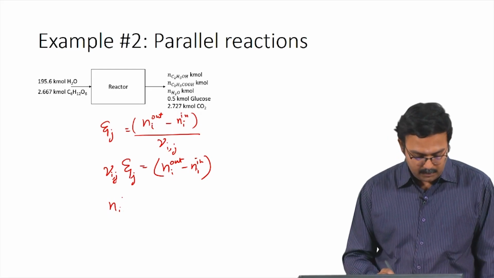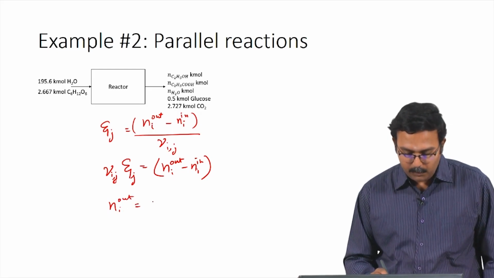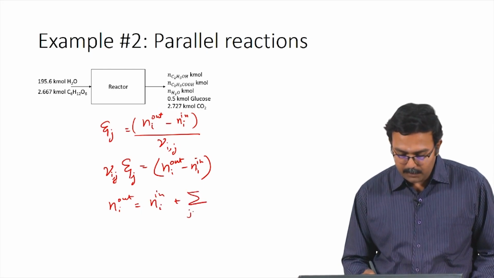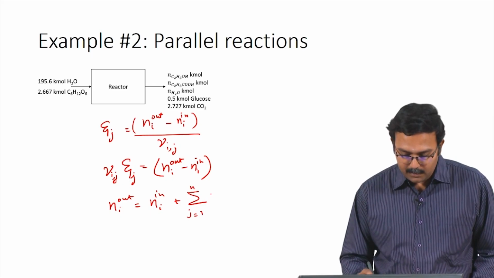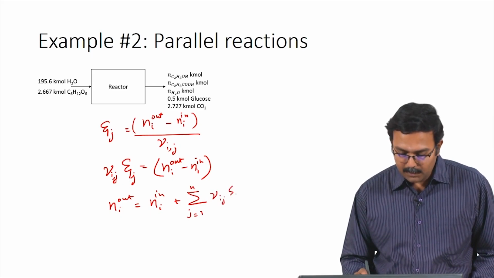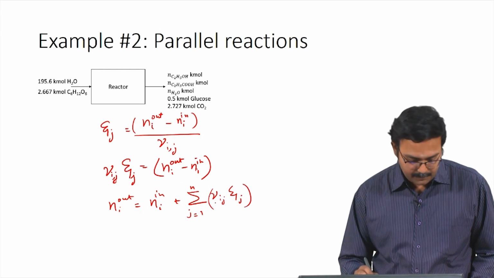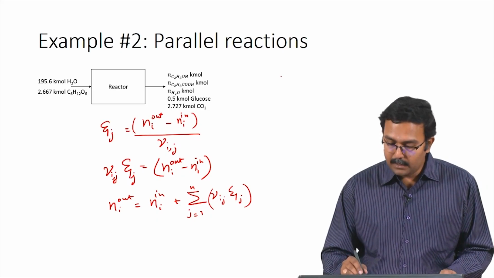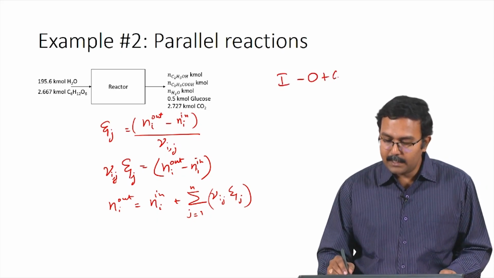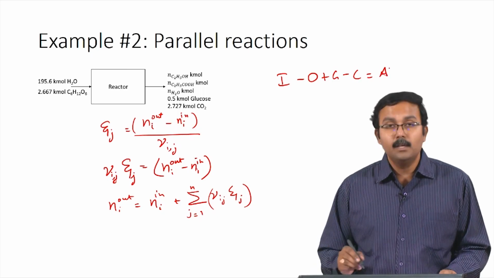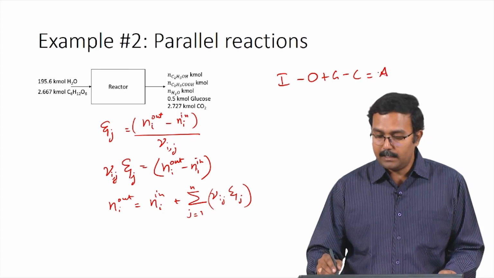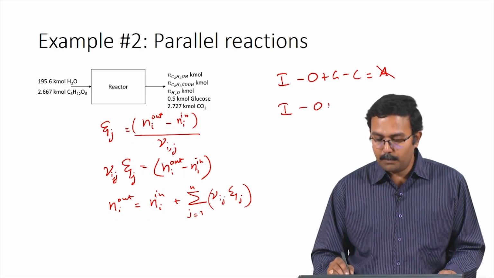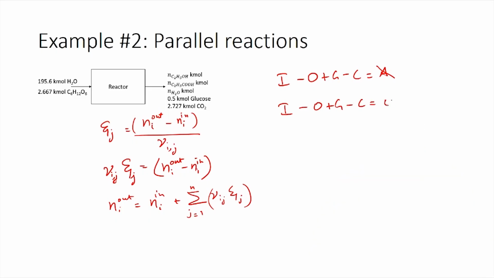Ni out would be equal to Ni in plus sigma of j equals 1 to N, nu ij times extent of reaction for j. How did I write this equation? What we have is input minus output plus generation minus consumption equals accumulation, which is the general balance equation. At steady state, accumulation is 0, giving us input minus output plus generation minus consumption equals 0.